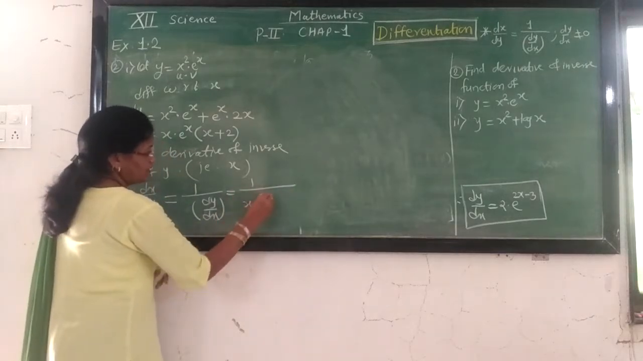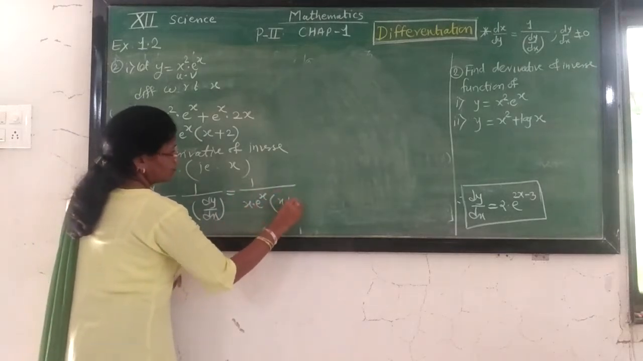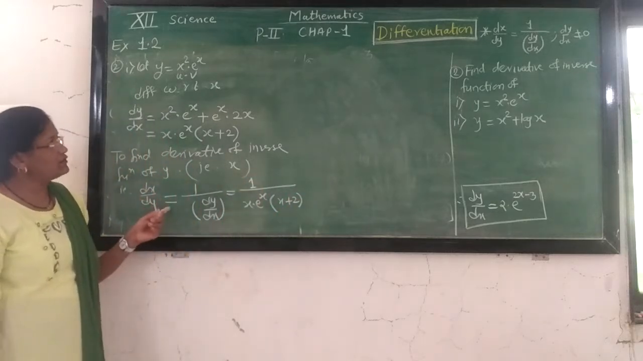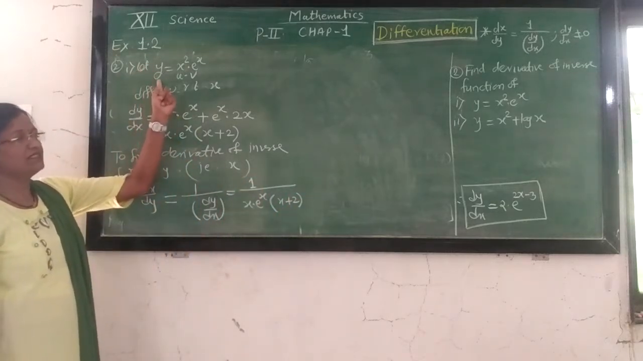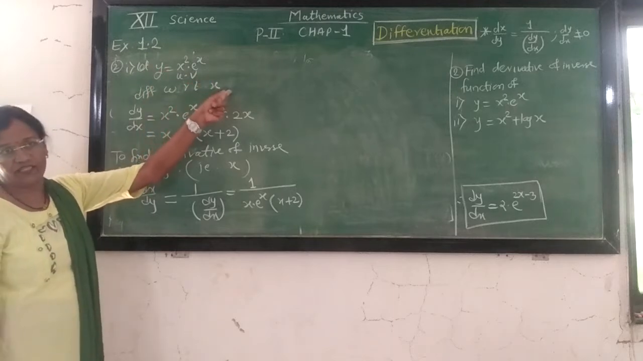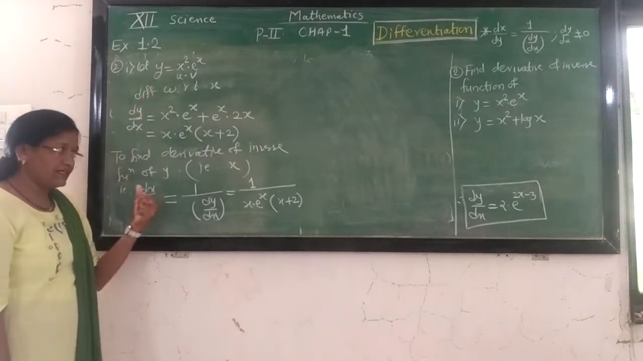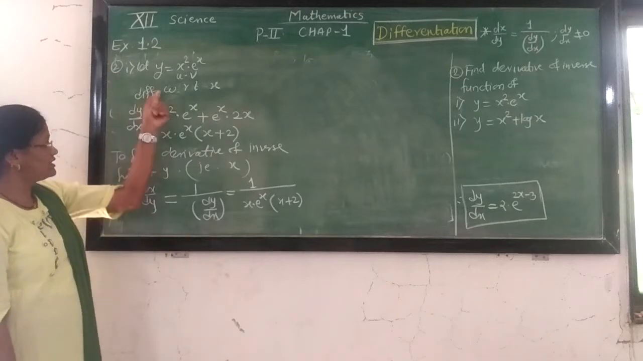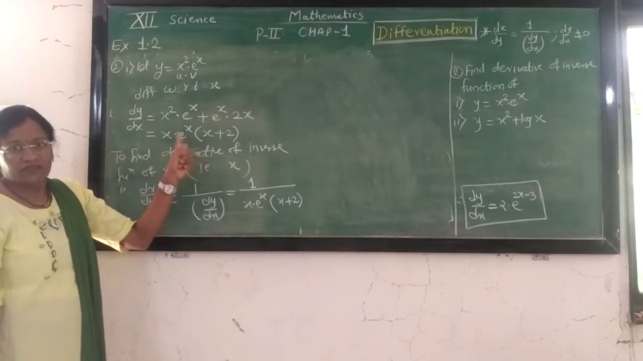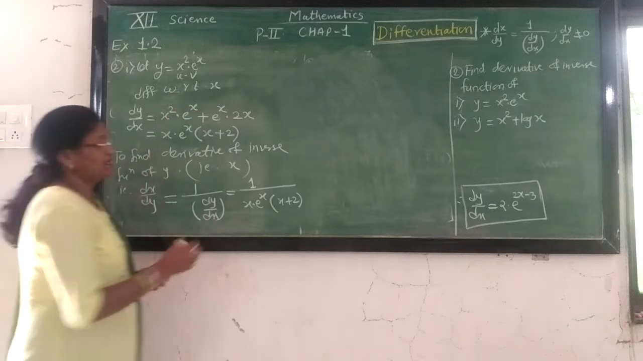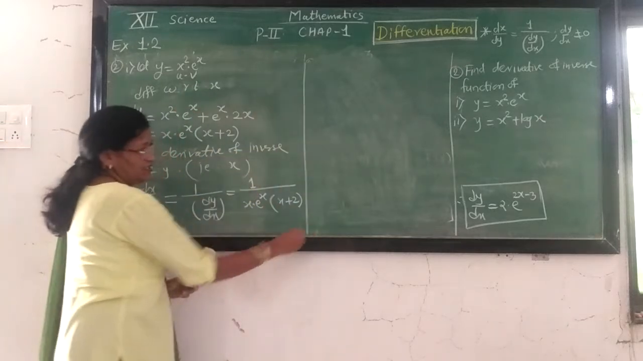x into e raised to x into x plus 2. So this is the value of the derivative of the inverse of y, which is equal to x square into e raised to x. You may write here y is this function, but here we take its inverse function. The actual derivative of y is this. This work is over here, but you have to find the inverse, and therefore do this by taking the reciprocal relation.